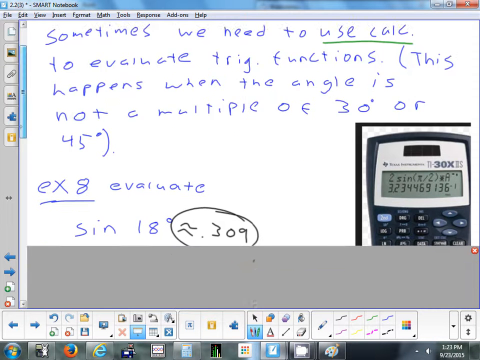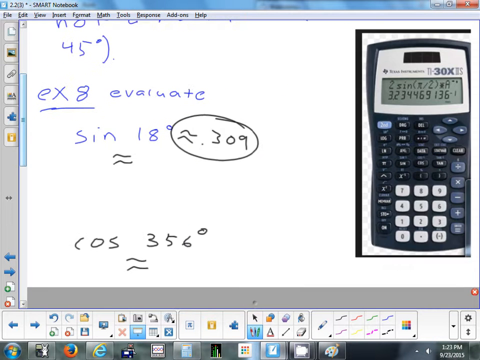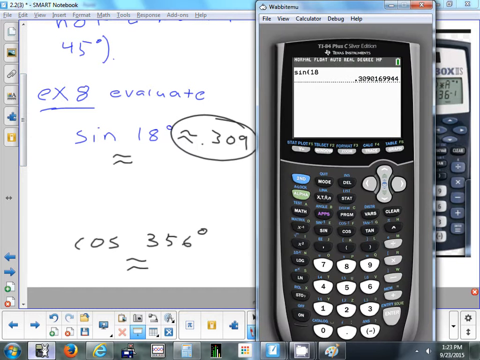All right, let's try cosine 356. What do you get when you type in cosine 356? Yeah, George? 0.9975. Yeah, so let's just say 0.998. We'll round it off.